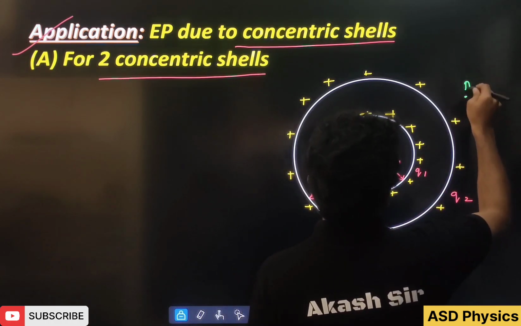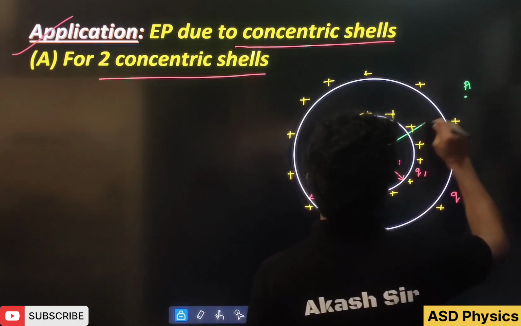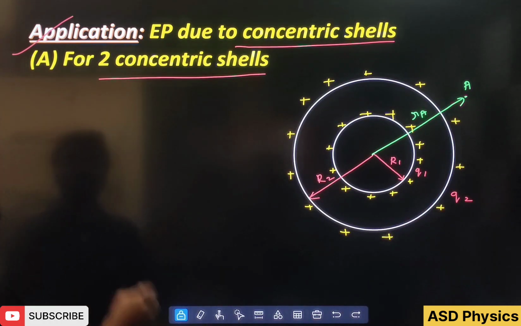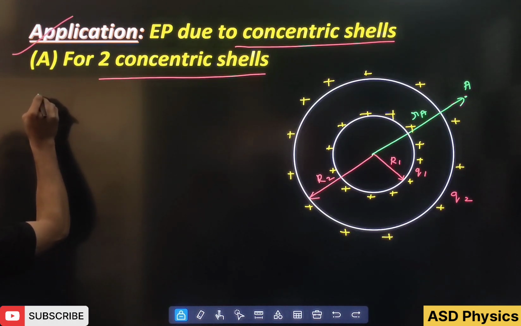Okay students, so let's see here. I have taken, for example, point A here. Okay, and this distance, how much here? This distance, let's take RA. So potential at point A. What am I telling, students? Potential at point where?